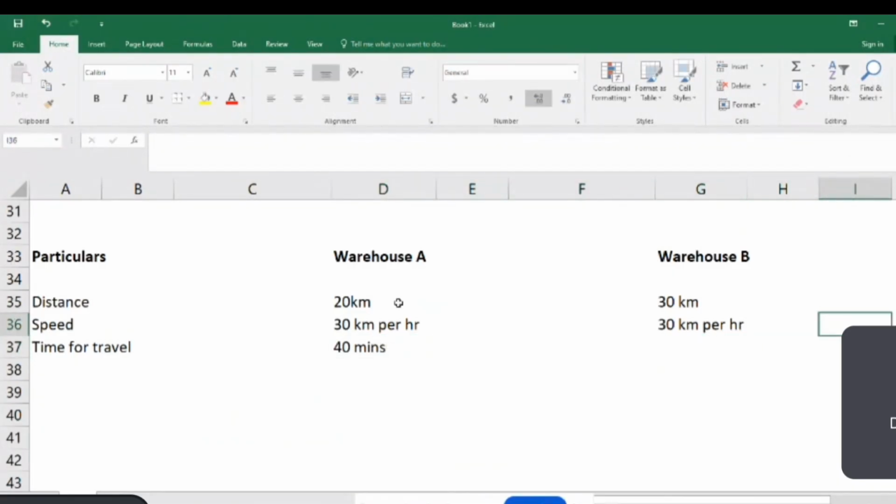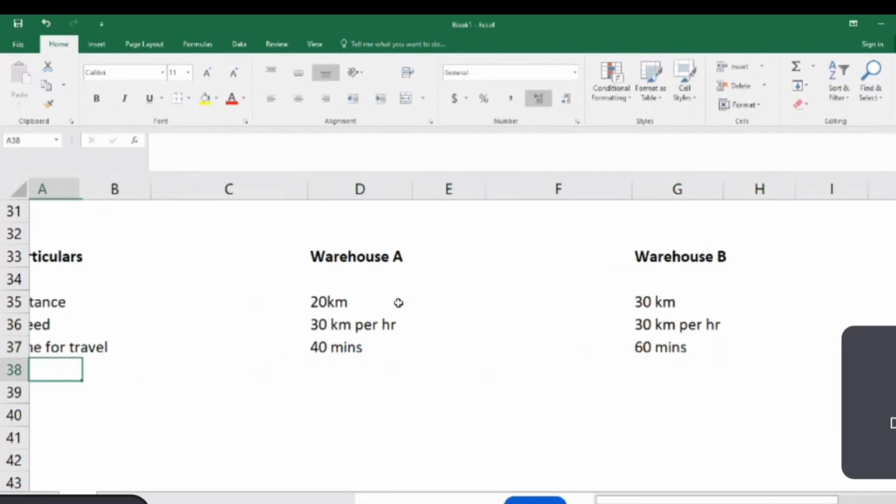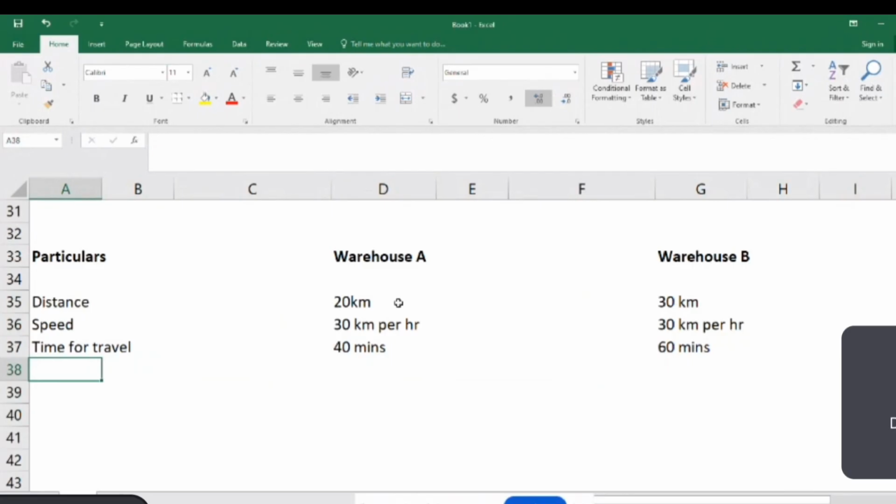Again I will show for this one. In 1 hour it can travel just 30 kilometers, but it has to travel 30 kilometers only. So how many hours will it take? 1 hour it will take. So converting the hours to minutes, here you will multiply by 60. So 60 minutes it is taking to travel to warehouse B. Hope you understood this calculation.